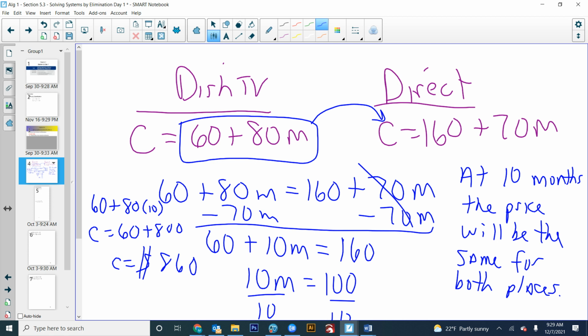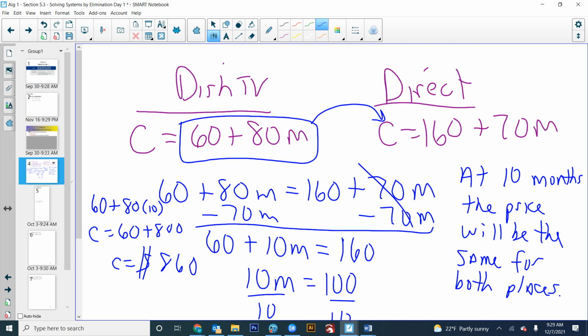Yes, I'd want to go with Dish if it's anything less than 10 months, because I had a lower startup fee. Even though it's more a month, it would be less overall. Now, if I lived in a place for a year or more, wouldn't this one be cheaper? It starts being cheaper the 11th month, because it's only $70 a month compared to the $80. Does that make sense?